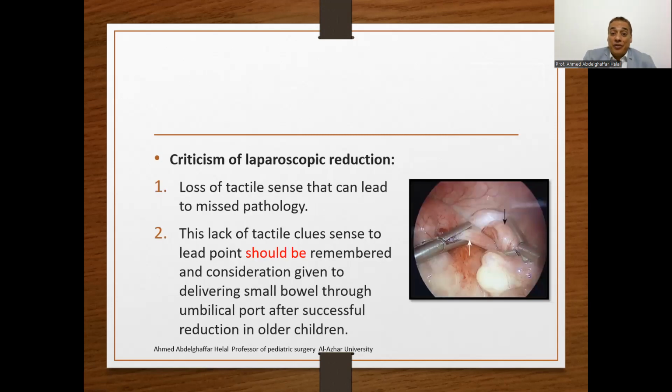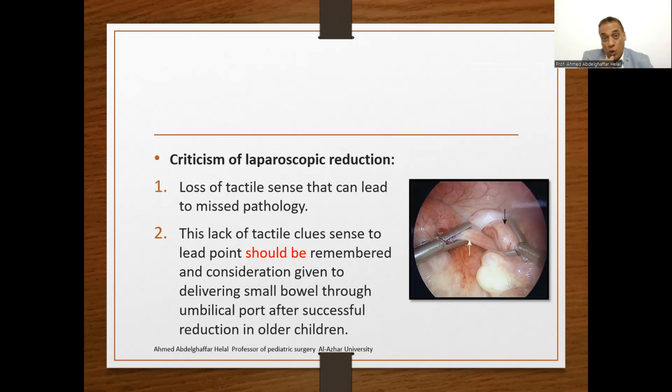The criticism of the laparoscopic reduction is the loss of the tactile sensation that may lead to missed pathology. This lack of the tactile sensation seems very important related to the leading point and should be remembered. And consideration is given to delivering the small bowel through the umbilical port after successful reduction, especially in older children.